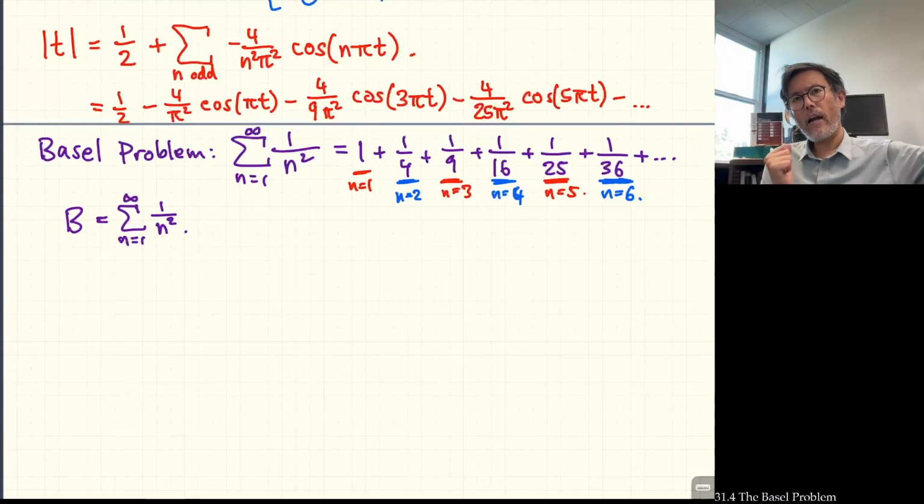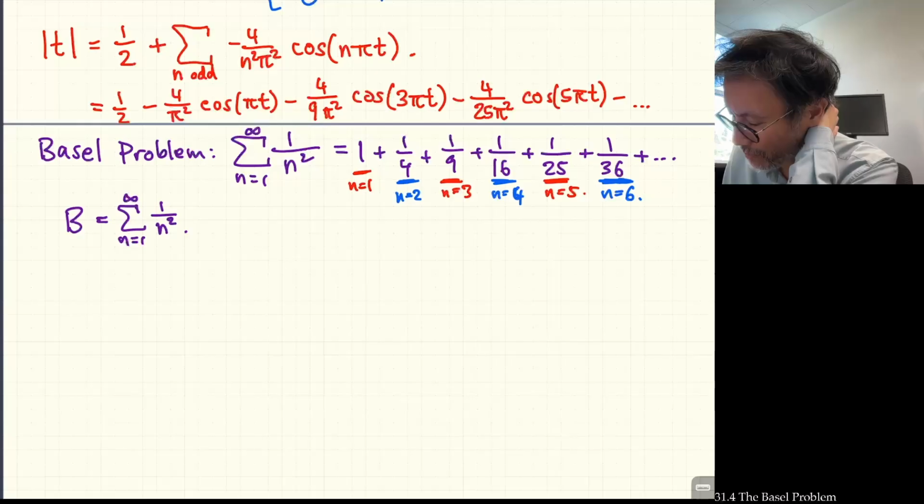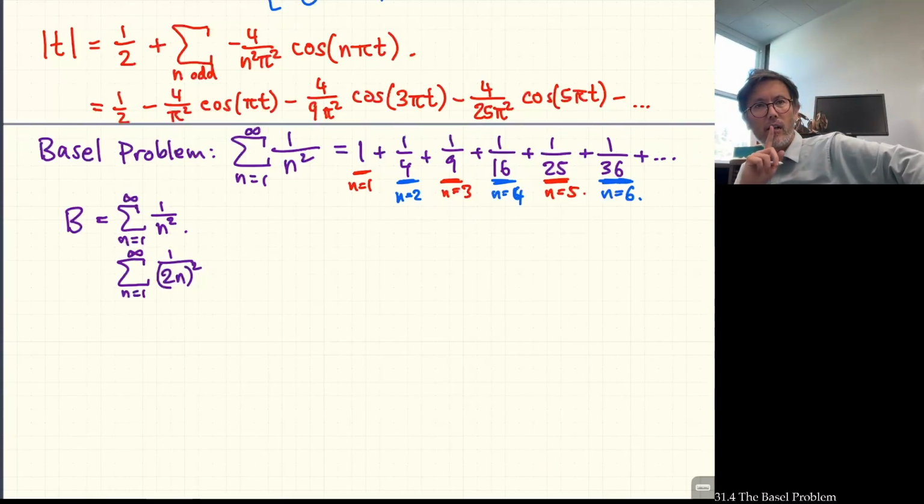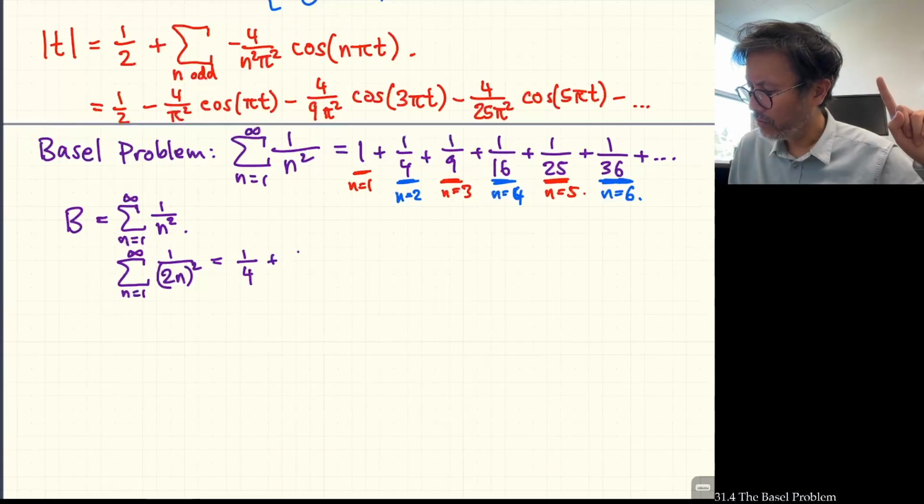But how can I get just the even terms? Well, what if I was to just double n? So let's think about the sum over just the even terms. So what if I was to take the sum from n equals 1 to infinity of 1 over, now 2n whole thing squared? Think about what this is. This is when n is equal to 1, 1/4. When n is equal to 2, this is 1.